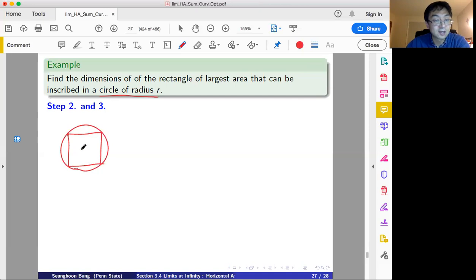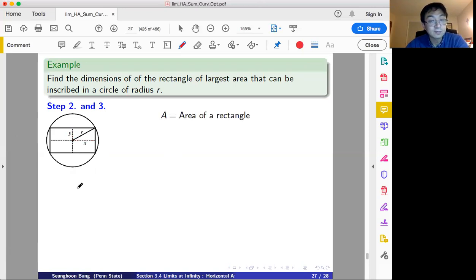So this is exactly the center. This is R. You can use the notation: this length is X, and this length is Y. You can use X and Y like this. So it's right here, this length is X, and this is Y from the center. The area of the rectangle is A.